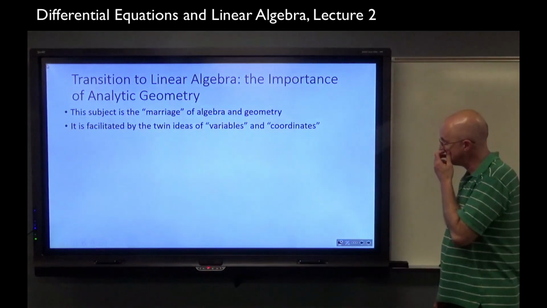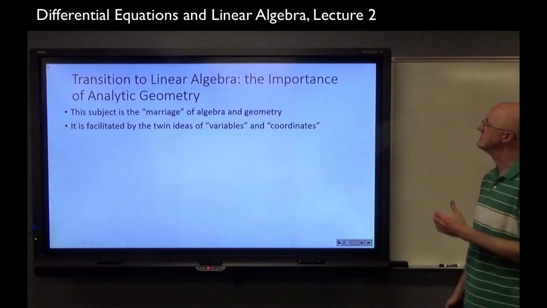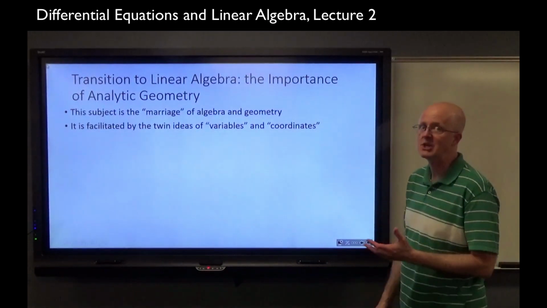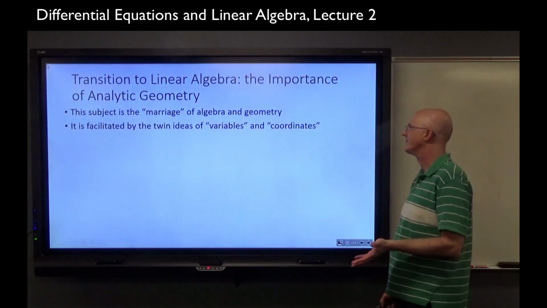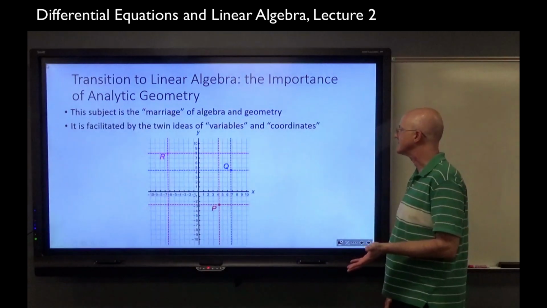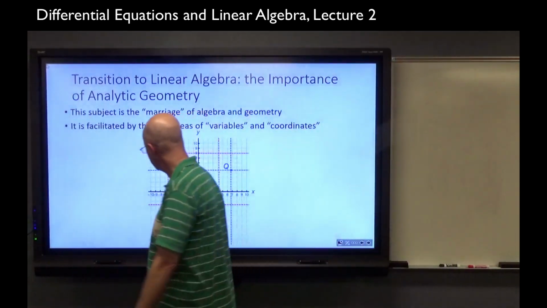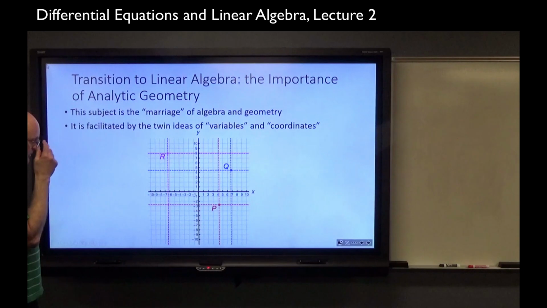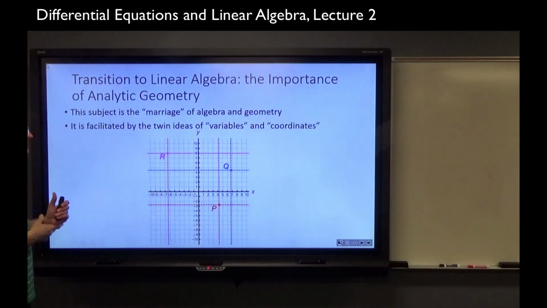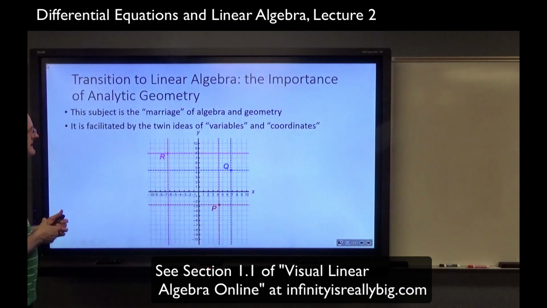Analytic geometry is facilitated by the twin ideas of variables and coordinates. We're combining these things, and this gives us new insight into both algebra and geometry. That's the great thing about it. We've got a coordinate plane, like this. Graph paper, essentially. By the way, you'll find a lot of these pictures that I'm going to show you on my blog, Infinity is Really Big, and in the linear algebra book, Visual Linear Algebra Online. The first section is about this stuff.